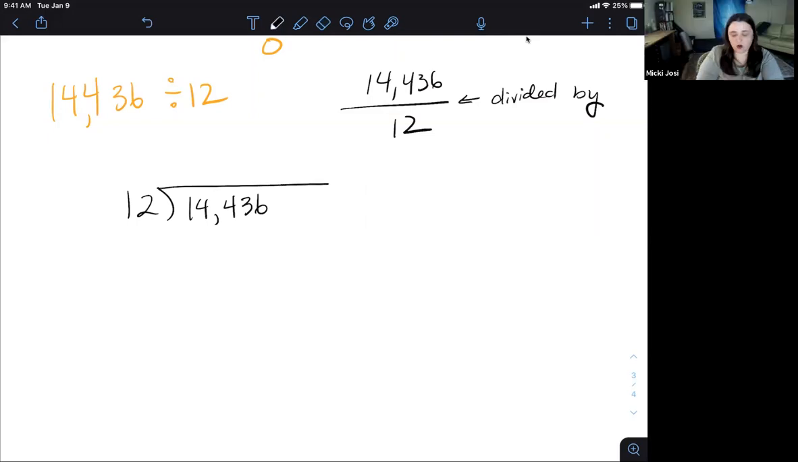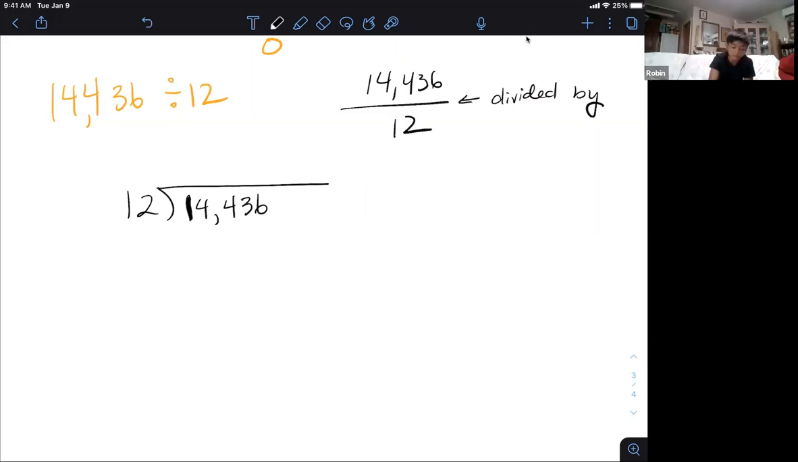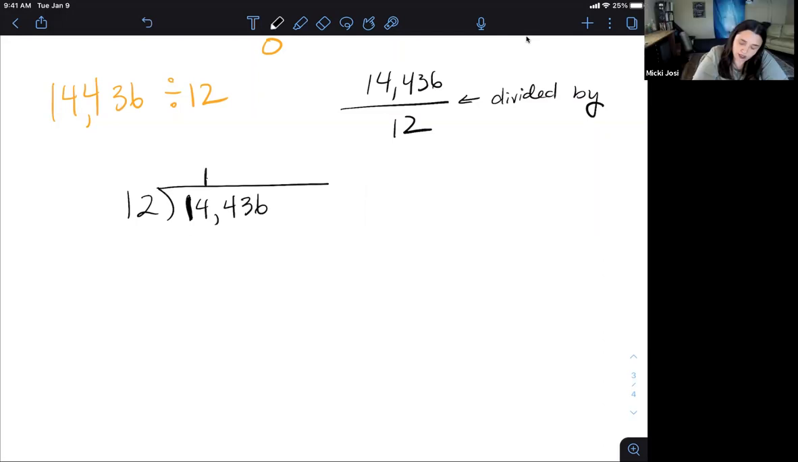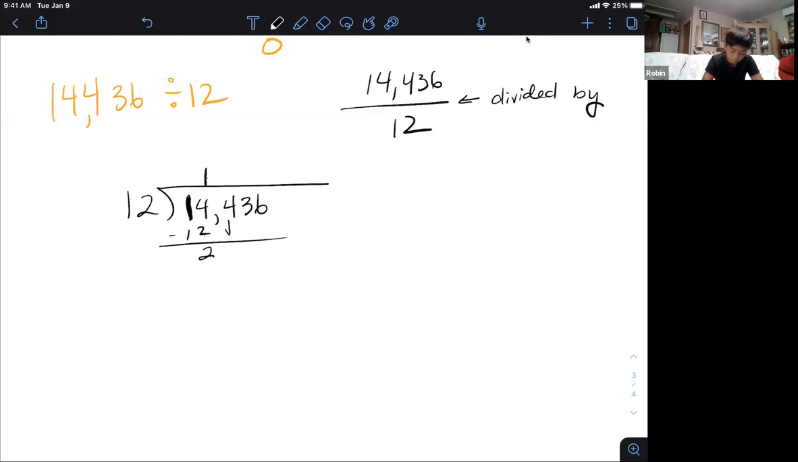Now we're going to start with 12 into 14,436. We know 12 is not going to go into 1, so we skip over the 1 and ask, how many times does 12 go into 14, those first 2 digits? 1 time. Good. So 1 times 12 is 12. We put the 12 down there and subtract. 14 minus 12 is 2, right? And I'm going to bring down the 4.